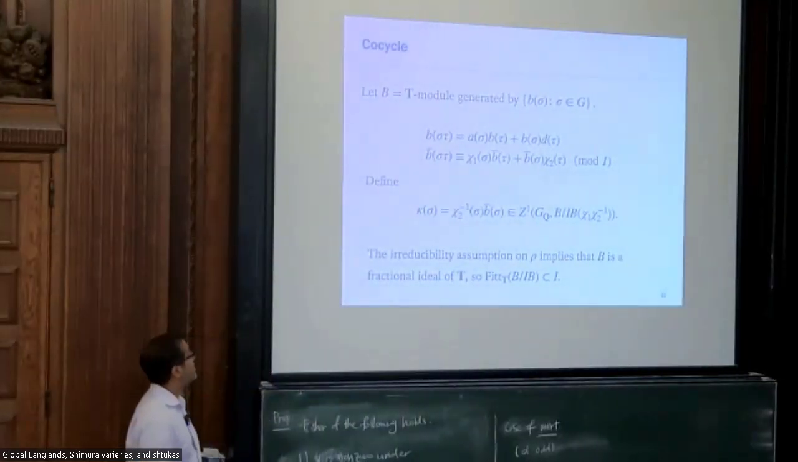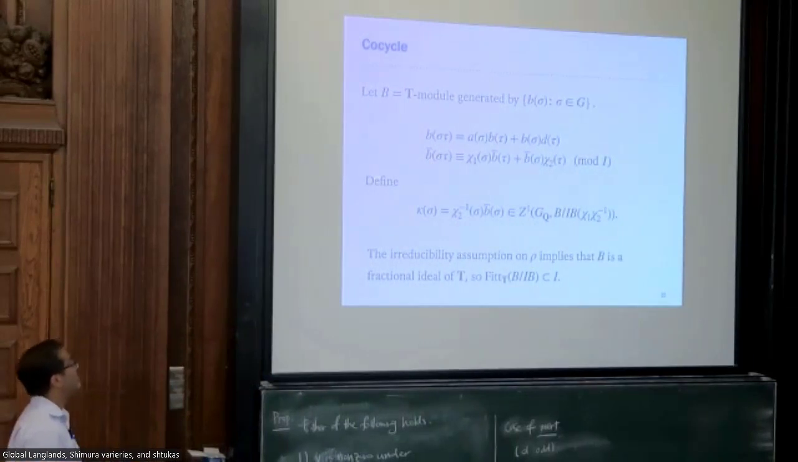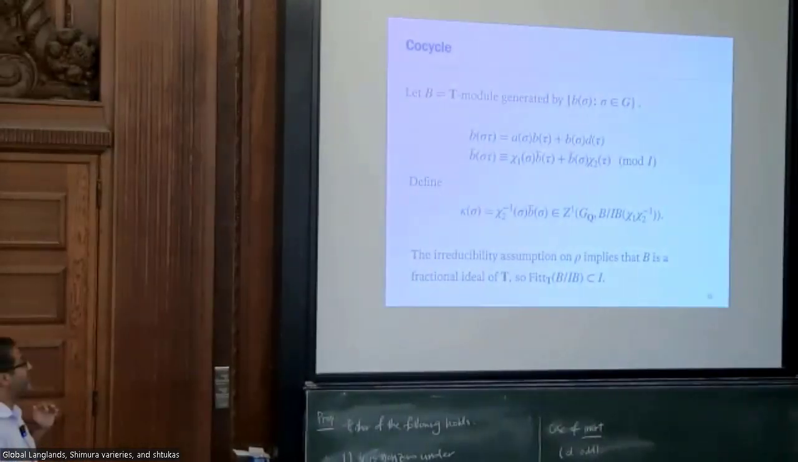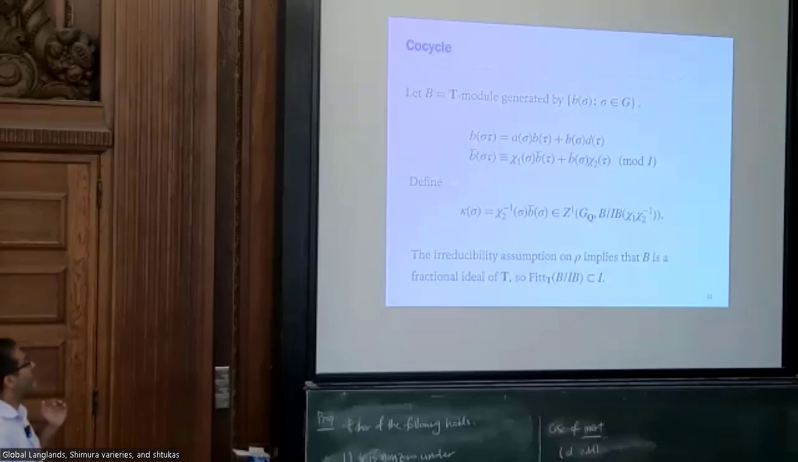You let B be the T module generated by the B values, the upper right-hand corner values. And then you just write the representation equation, B of sigma tau equals A of sigma B of tau plus B of sigma D of tau. That's just how you multiply matrices. And if you reduce that mod I, when I say mod I, this is like mod IB, so this is in B mod IB, you have B bar of sigma tau is chi1 of sigma times B bar of tau plus B bar of sigma times chi2 of tau.